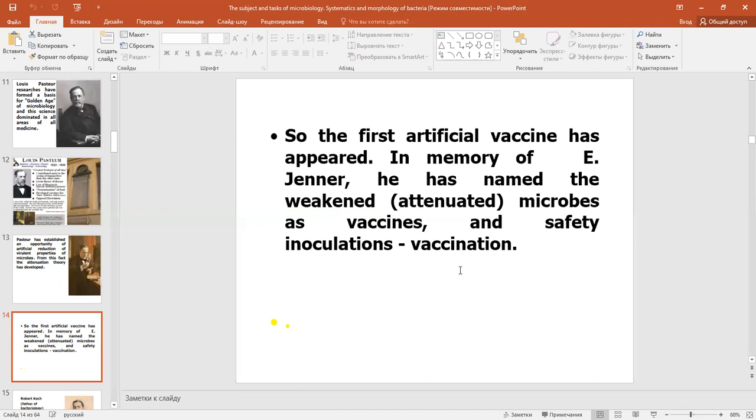He named the weakened, attenuated microbes vaccines because of vaccinia. Because of vaccinia was a disease, and safe inoculations were named vaccination.